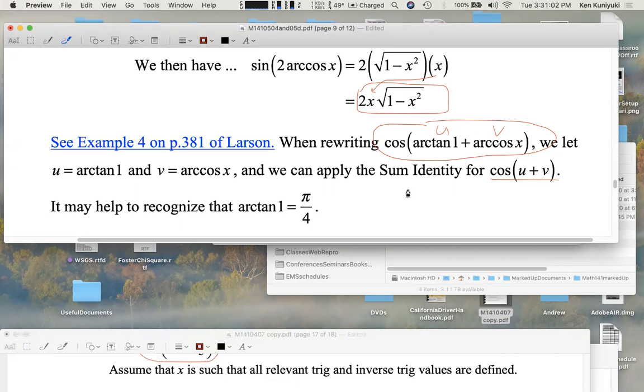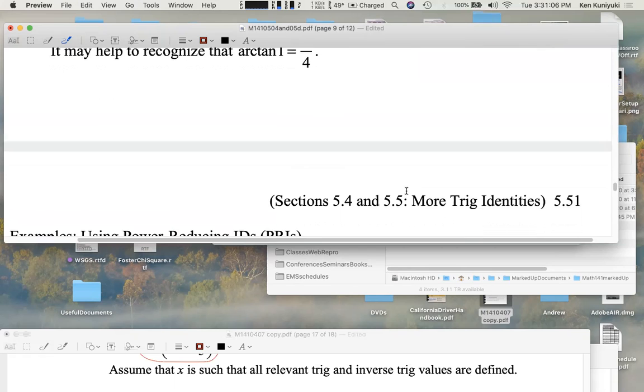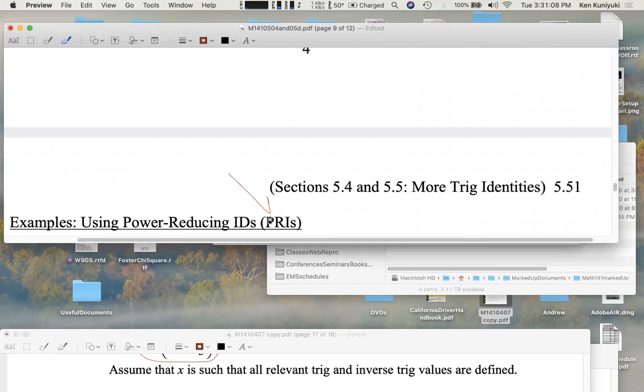All right. Next up, we're going to look at some PRIs, which are used all the time in calculus, especially Calc 2, Math 151. Next time.